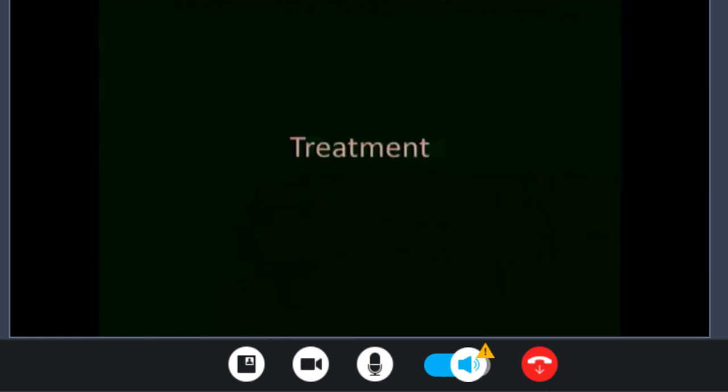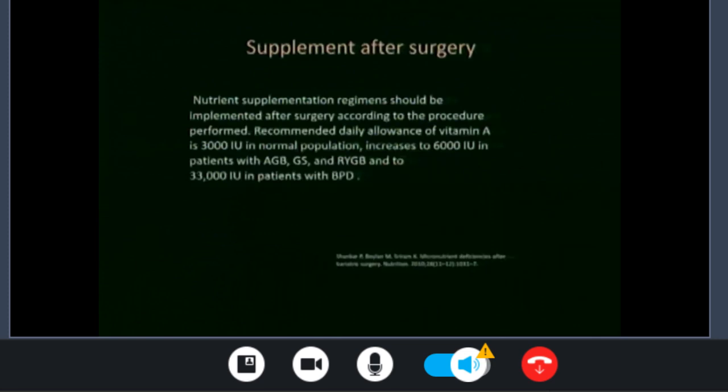What is the treatment? Usually prevention is the key. Most patients after bariatric surgery receive vitamin replacement. The recommended daily dose for vitamin A will be higher with the malabsorptive procedure.